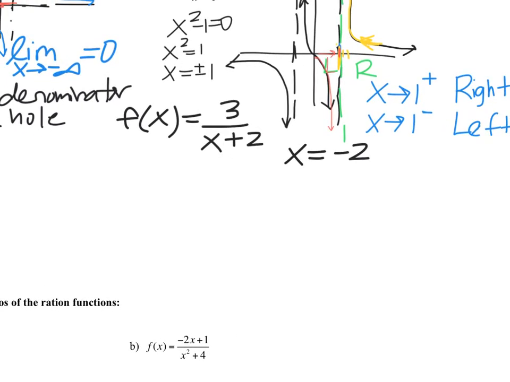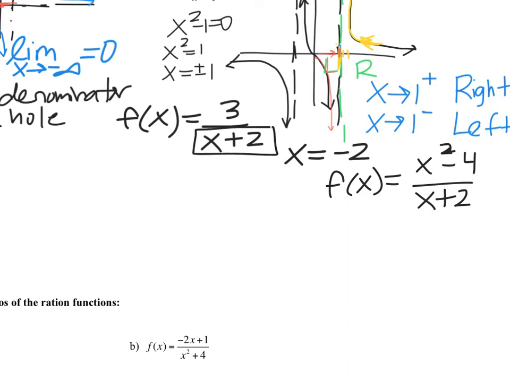If I had f of x equals x squared minus 4 over x plus 2. Okay. You look at this and you go, oh, okay, it's the same type of thing. You know, I had a vertical asymptote of negative 2 because that made it 0.